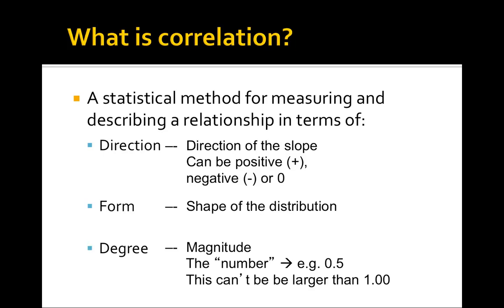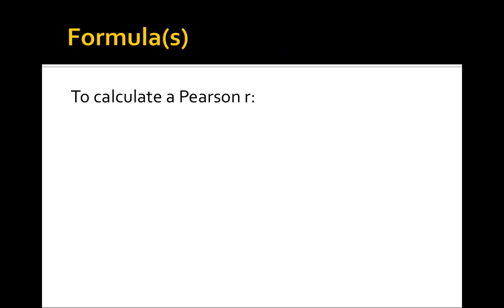Note that this can't be larger than 1. If it is -1, that's the smallest it can be. It has a negative slope, and it is a large, high degree. If it is +1, it's a positive slope and has a high degree of relationship.